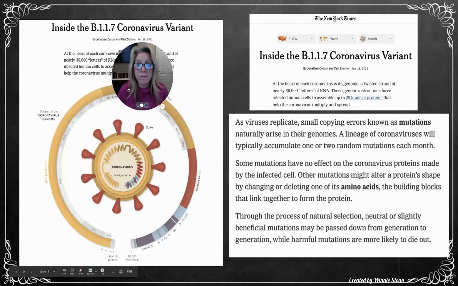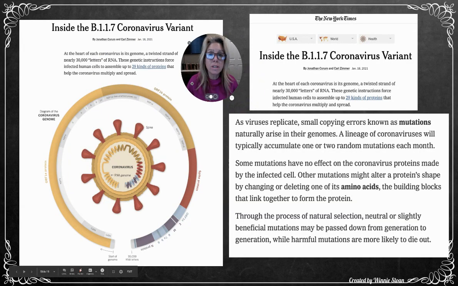So back to the coronavirus again. This is from the New York Times. If you download this slide presentation off the notes, there's a link to it, and you can read that article from the New York Times. This is inside the newest variant that people are concerned about right now. Here you can see the genome, and they've got it color-coded right here. You can see the spike proteins are here in red.